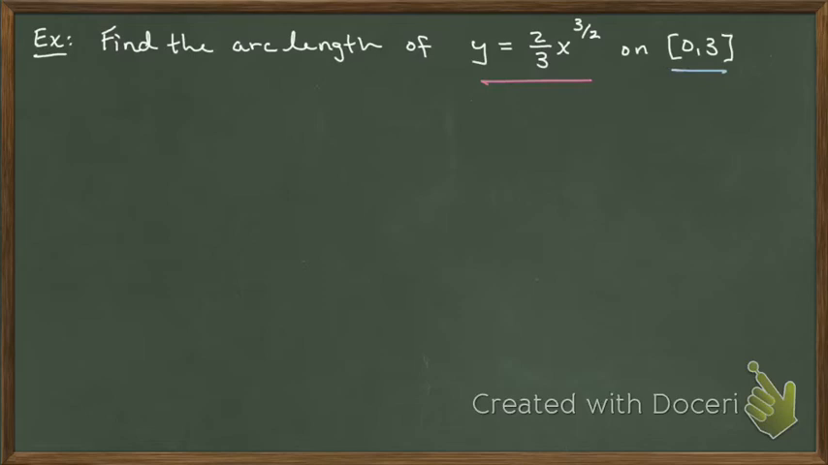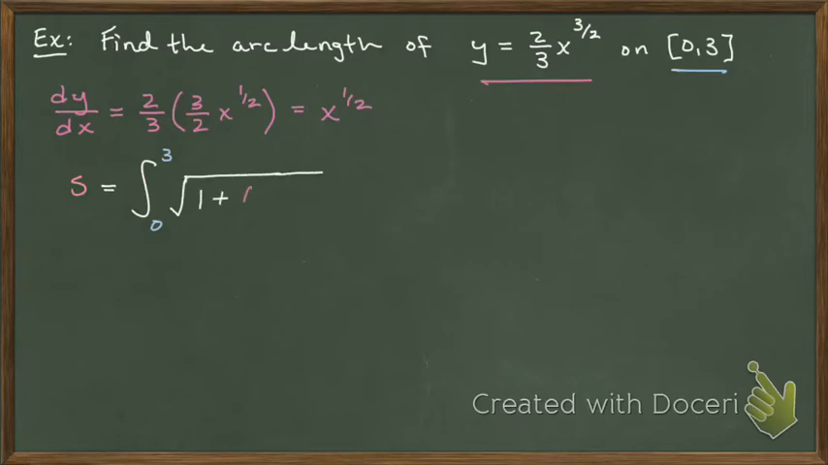So what I'm able to do is just look at that function there, and I know really all I need is f prime of x, or dy/dx, and I take just a quick derivative with my power rule and end up with x to the power 1/2. So the derivative of that function is x to the 1/2. That's going to show up in my integral under the radical, and I've got to square it. So let me write that formula out again. S is equal to the integral from 0 to 3 of the square root of 1 plus x to the 1/2 quantity squared dx.